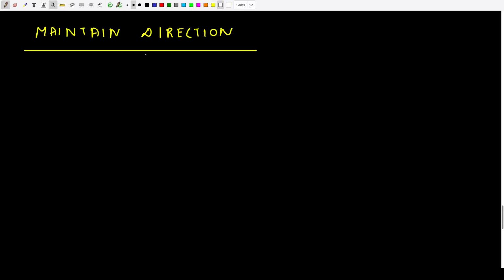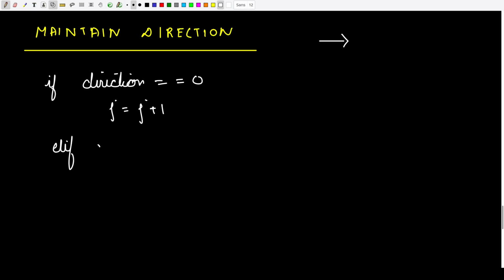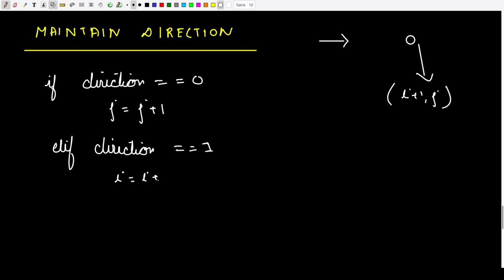So if we are maintaining our direction, that simply means if my current direction is 0, so 0 simply means we are going from left to right. Since we are going from left to right, then the next element will be j equals j plus 1. My current direction is top to bottom. So if this is my current element, then the next element will be at which position? i plus 1 comma j. So over here, i becomes i plus 1.